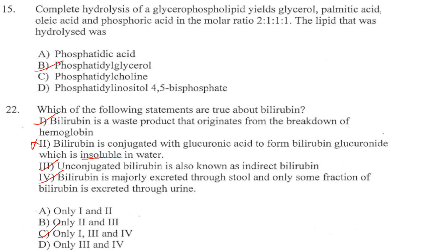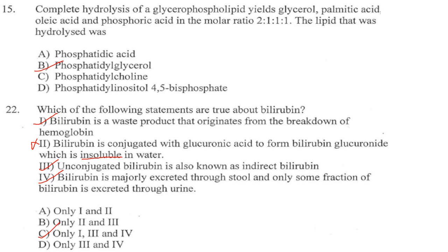Then next one. Complete hydrolysis of a glycerophospholipid yields glycerol, palmitic acid, oleic acid and phosphoric acid in the molar ratio 2:1:1:1. The lipid that was hydrolyzed was, so the answer here is phosphatidyl glycerol. So phosphatidyl glycerol, if you hydrolyze, you will get glycerol, palmitic acid, oleic acid and phosphoric acid in the ratio 2:1:1:1.